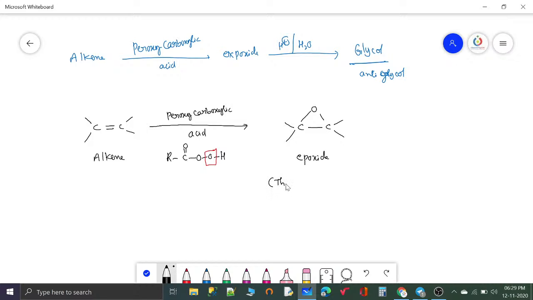A 3-membered cyclic ether is called an epoxide. And when it is subjected to H plus, the acid catalyst, the lone pair of electrons present on the oxygen atom attracts this H plus ion, so that we get an intermediate molecule like this.